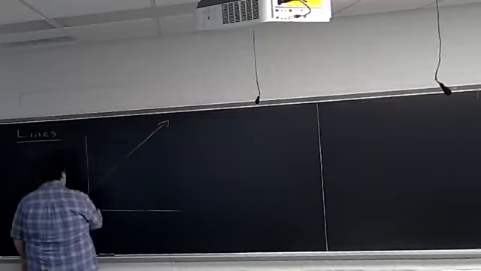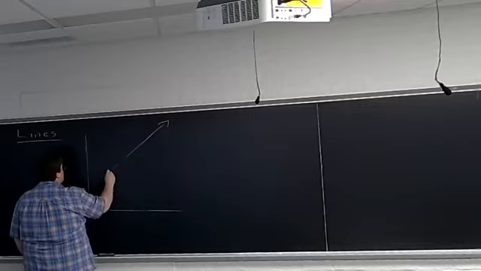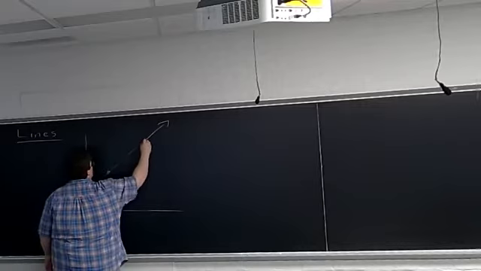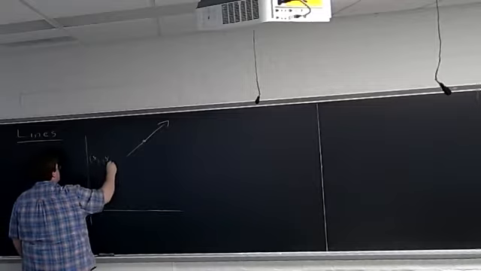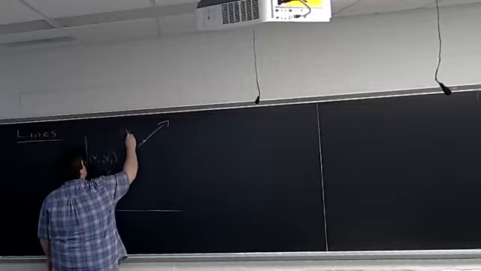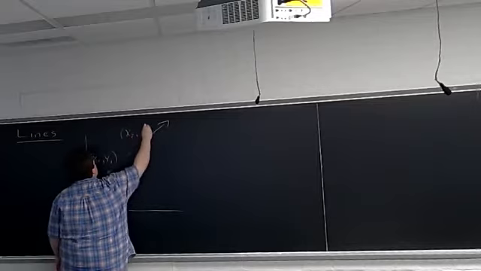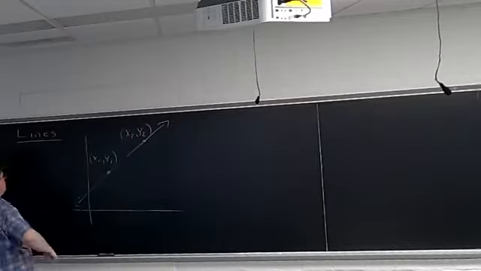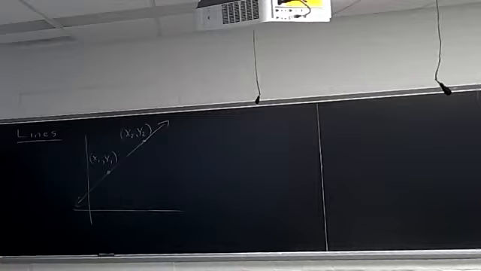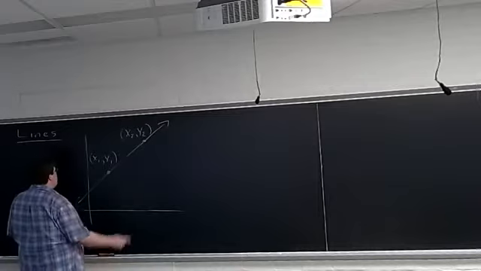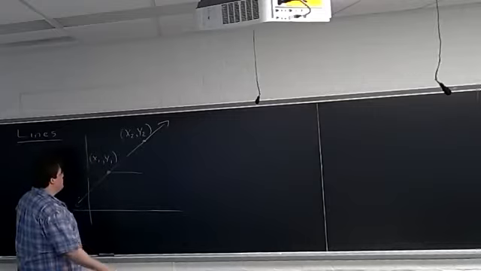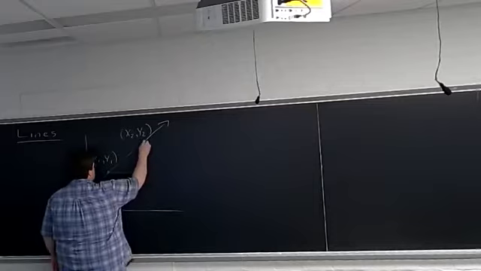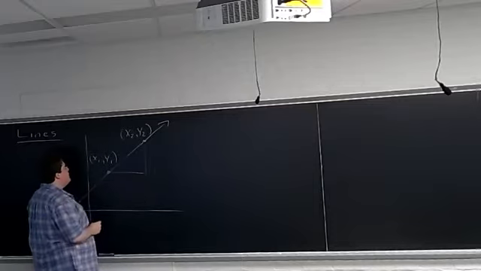So we have a line, and we're going to pick two points on the line in order to define its direction. We'll call the first one x1, y1. We'll call the second one x2, y2. So we have two x values and two y values. Now, to define the direction, there are a few different ways you can do it. I'm going to draw a right triangle connecting these points.